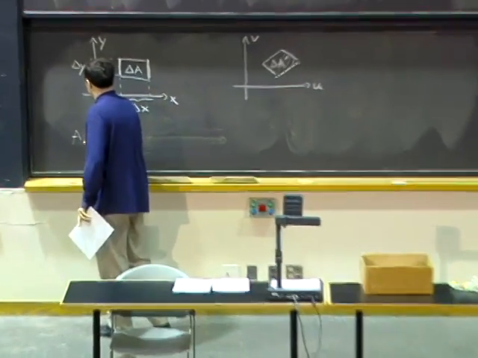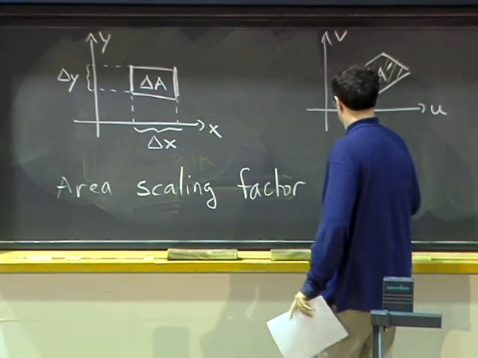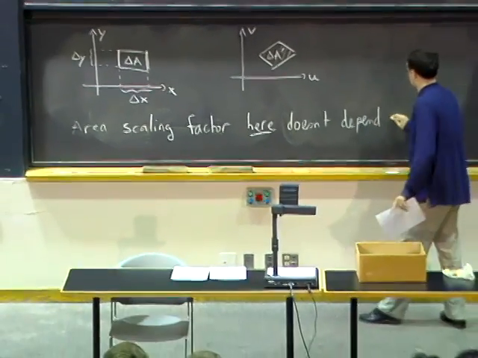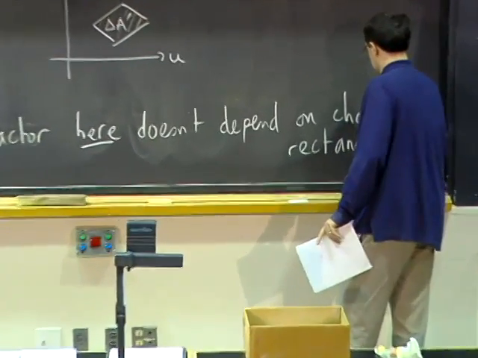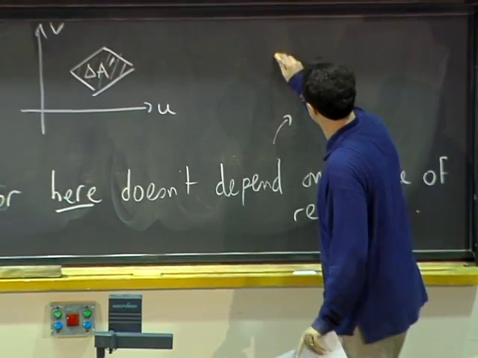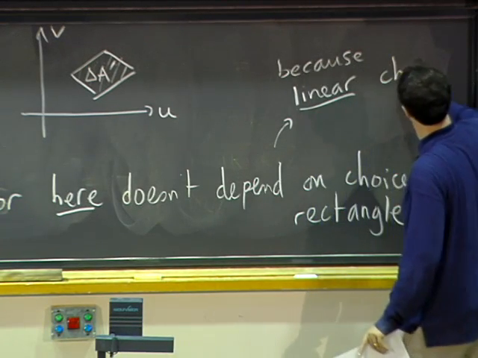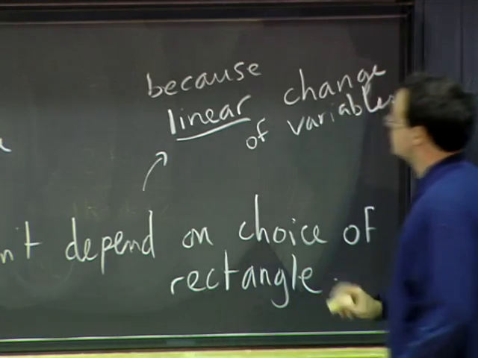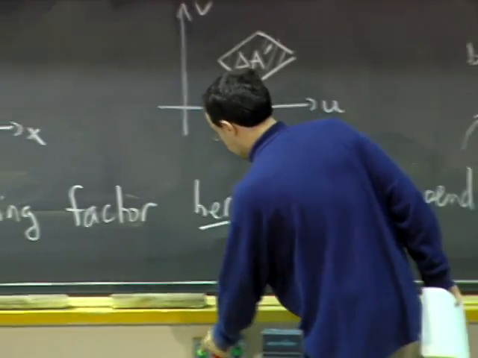Okay? So I claim that the area scaling factor here, in this case, doesn't depend on the choice of a rectangle. And I should say that because we're actually doing a linear change of variables, somehow the exchange rate between uv and xy is going to be the same everywhere. So let's try to see what happens to the simplest rectangle I can think of, namely just the unit square.